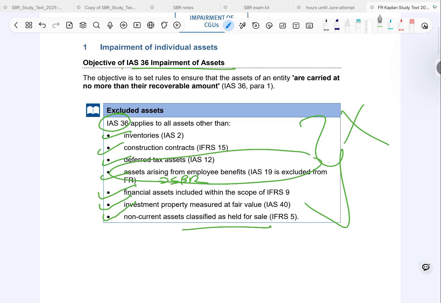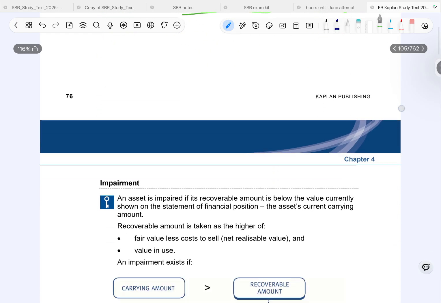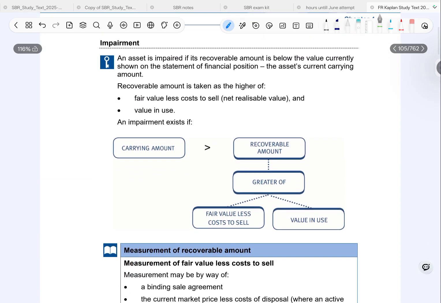So, what is the objective of IAS 36? The objective is to set rules to ensure that the assets of an entity are carried at no more than their recoverable amount. It's just that we do not want to overstate our assets. That's the objective of our IAS 36. So, in order to not overstate our assets, we have to impair them, bring down to their real value.